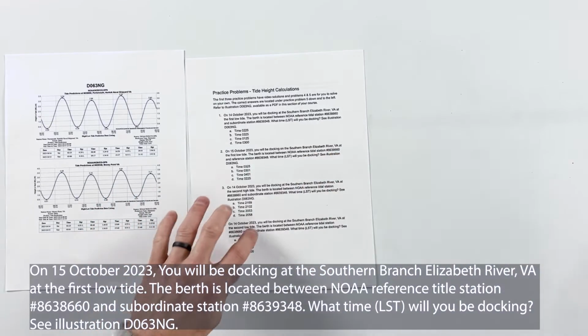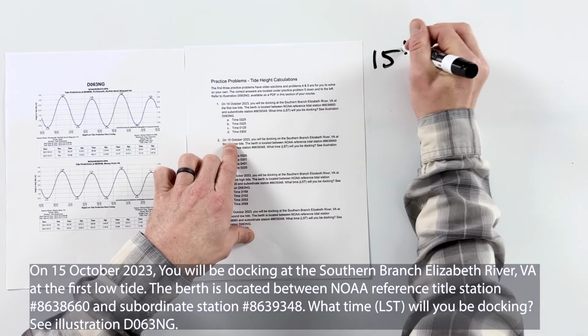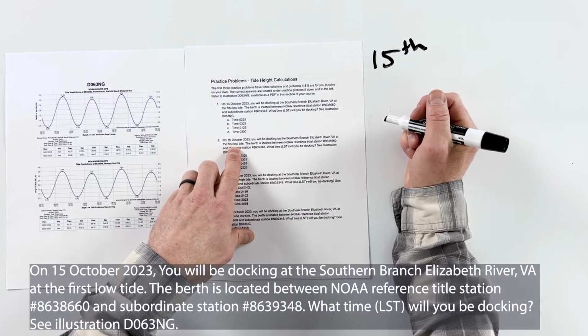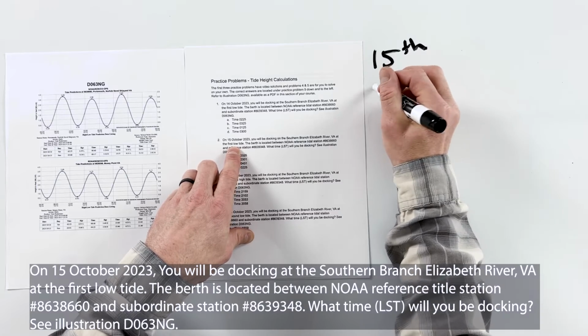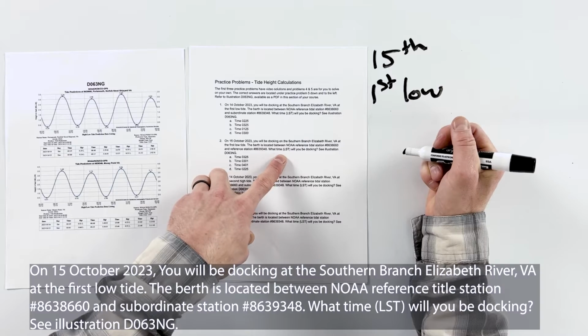We set it up just like the first one, but this time you notice the 15th. So be careful here, that's important. On the 15th, and then just below it, it says first low tide. First low. And it wants the time.